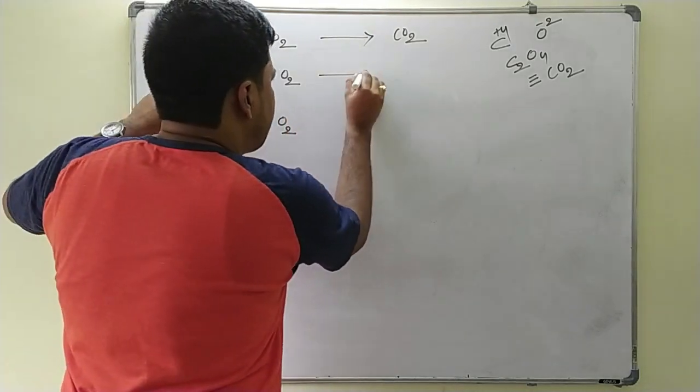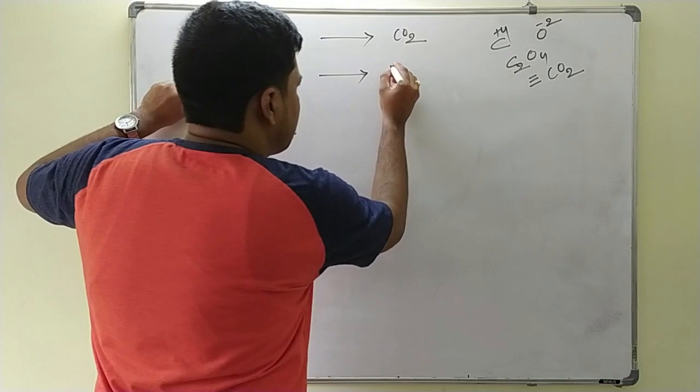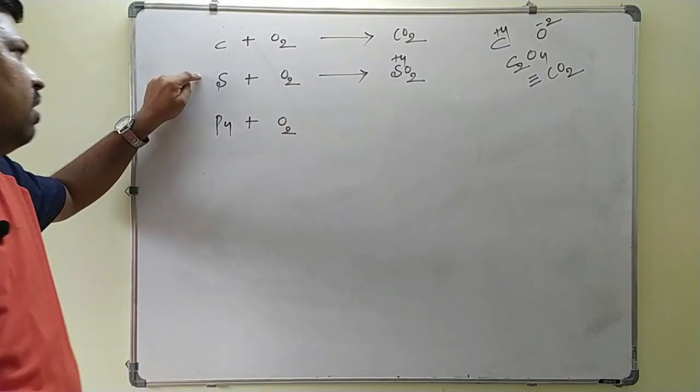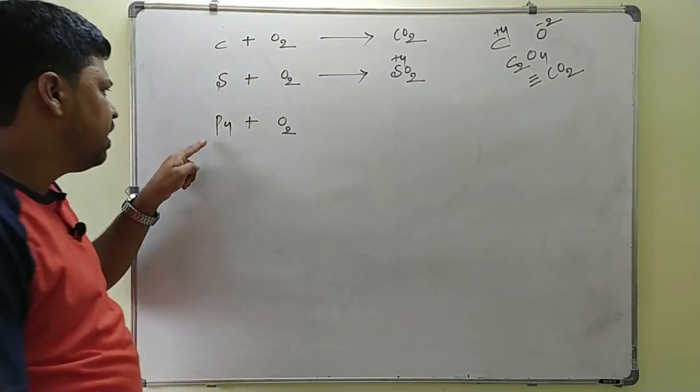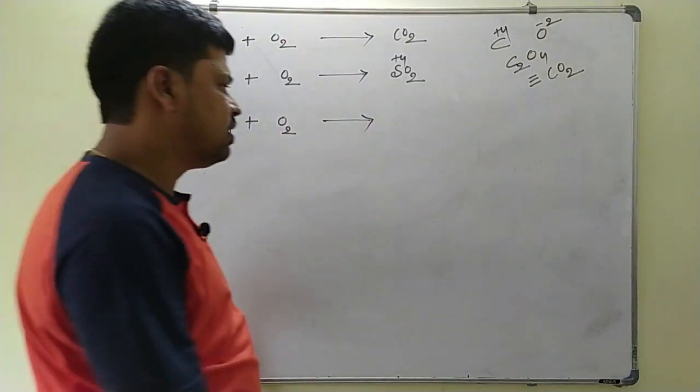Next, sulfur combines with oxygen, it will form what? SO2. In the same way it will show the +4 oxidation state. In the +4 oxidation state it will form SO2. If it is a +6 oxidation state it will form what? SO3 also. Next, this phosphorus is electropositive as compared to oxygen here.